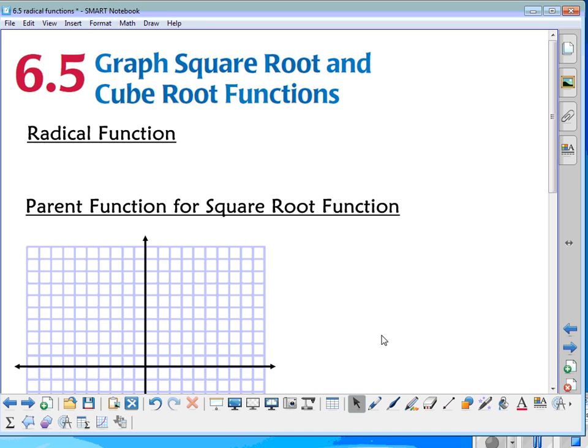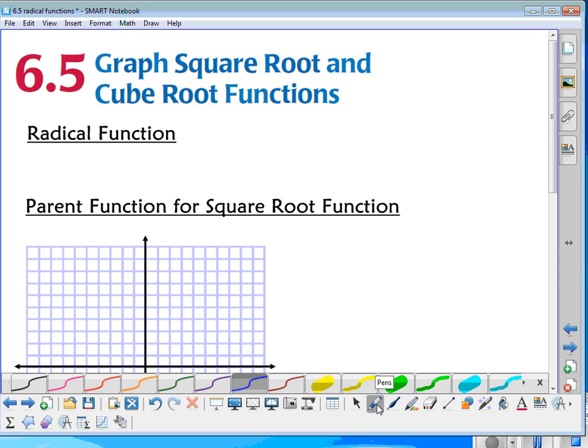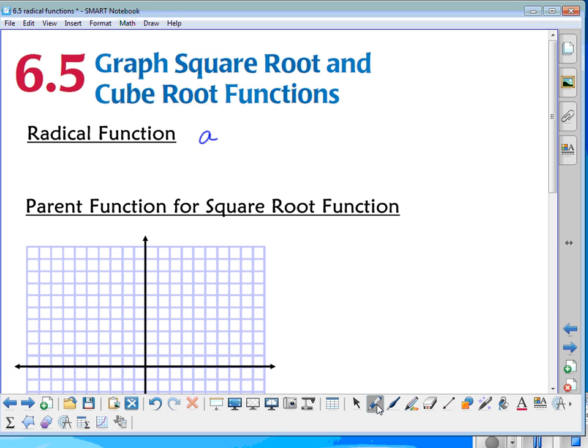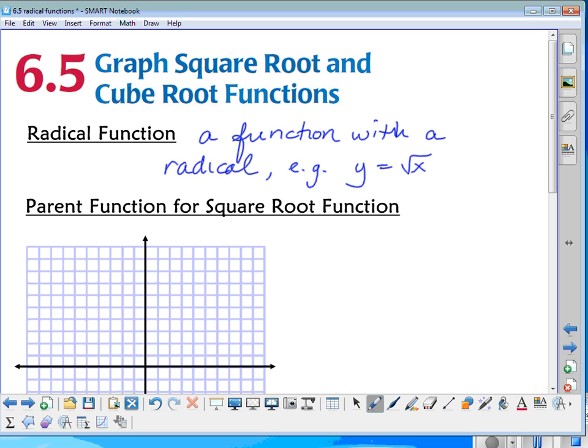All right, so today we're going to talk about graphing square root and cube root functions. So a radical function has a really complicated definition. It's a function with a radical. So for example, y equals the square root of x would be a radical function.